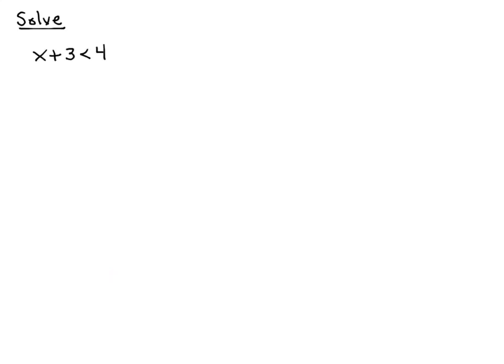Okay, so we get x plus 3 is less than 4. Here we're just going to subtract 3 from both sides, and we get x is less than 1. Okay, so that's perfectly sound. To put that in interval notation, it's going to be negative infinity to 1. Now most of the time we'll just say this is our solution. If we want to be persnickety, we'd write the solution as an interval.